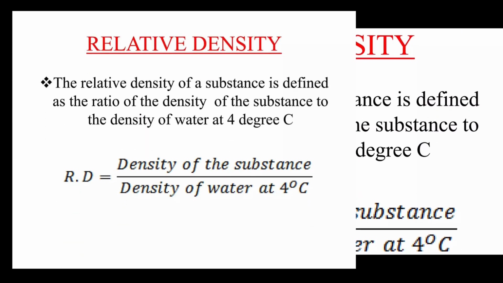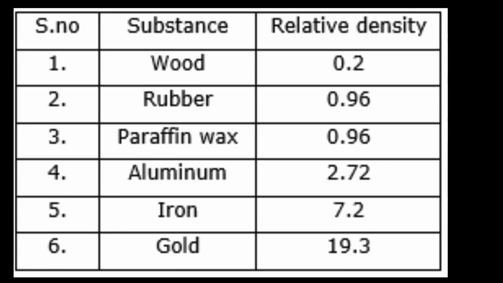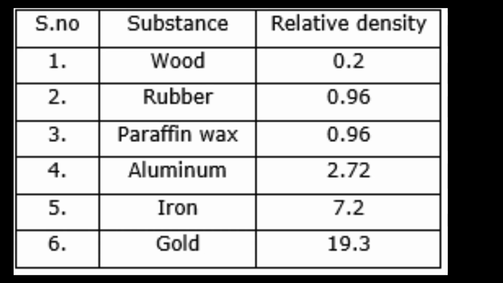Relative density. The relative density of a substance is defined as the ratio of the density of the substance to the density of water at 4 degrees Celsius. RD is density of the substance over density of water at 4 degrees Celsius.